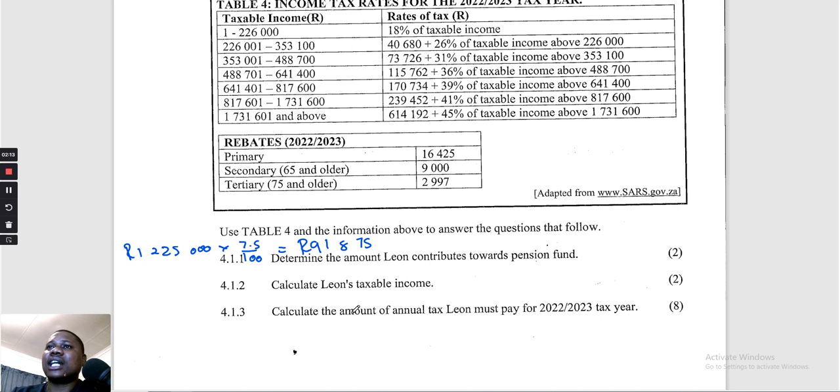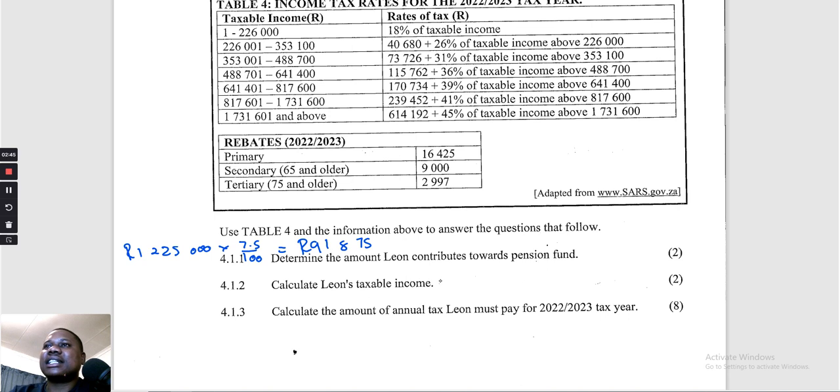4.1.2, it says calculate. You see, guys, with this paper, I'm telling you, the quality is very low because it's straightforward. It follows the context of the textbook. But when you talk about the final year examination, it doesn't follow the context. It links with the reality. It links with our daily lives. You understand? So this paper is, I don't know.